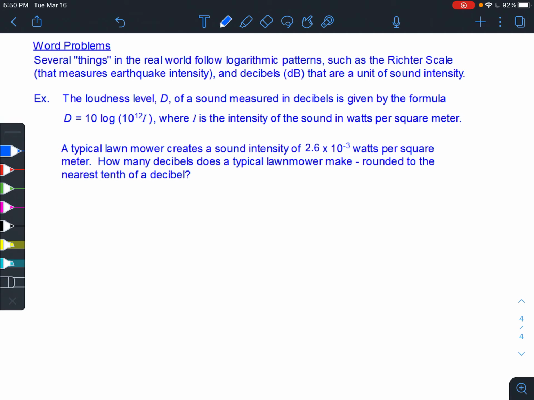Now don't get freaked out because it's a word problem, because really we're giving you the formula and then telling you what number to plug into it. So this one should hopefully go pretty smoothly. We've got D equals, the formula has a 10, and then if you like the times sign there, go ahead and put it in.